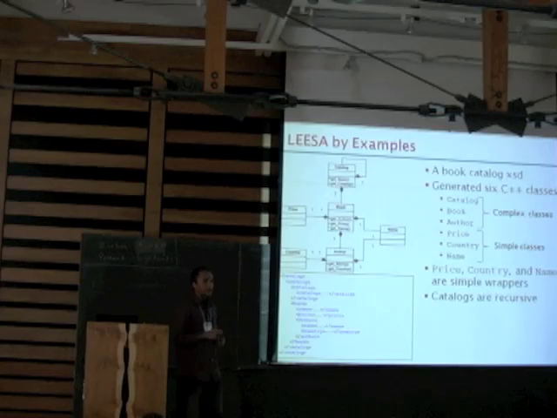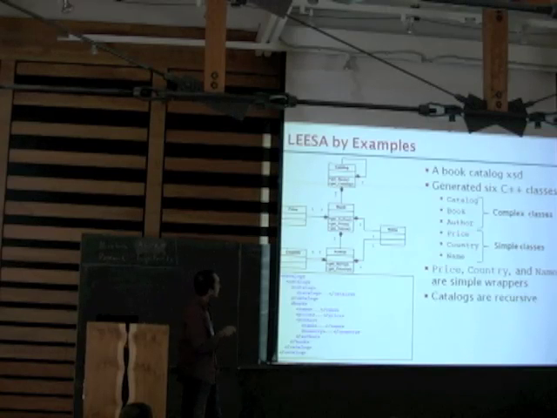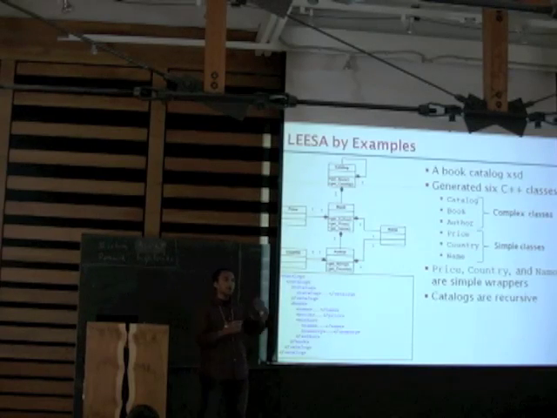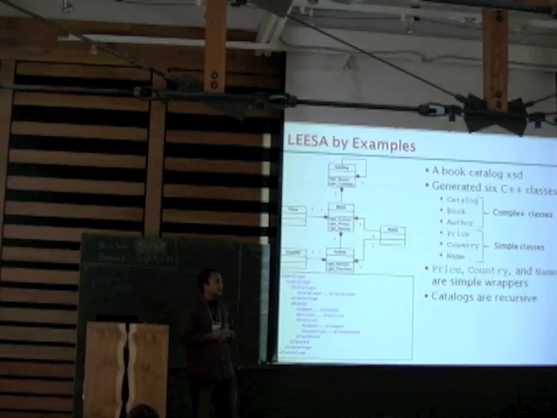Here are the classes and the relationship between these classes. A catalog, a book, catalogs are recursive. Here is an XML example of that. And note that I have different classes for price, country, and name. Now in general, a data binding tool will use an optimization: it will encode prices like a C++ double. It will not generate a separate class for it. It sounds like a lot of work, having a class for just a double. Even for a name, a standard string. And country, maybe another standard string.